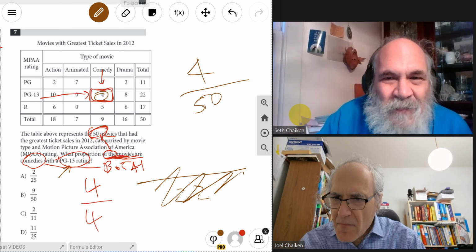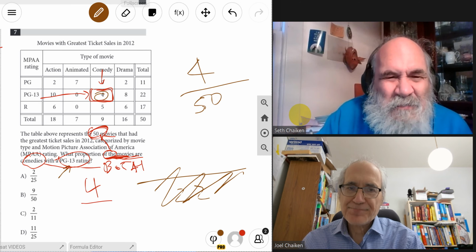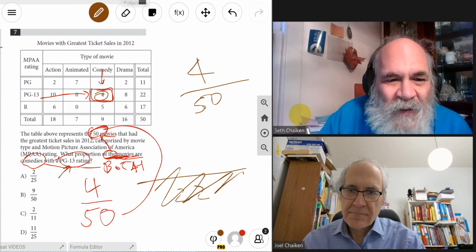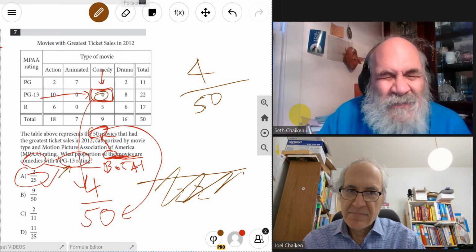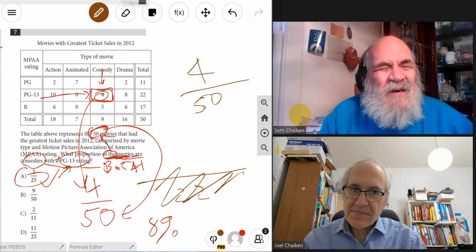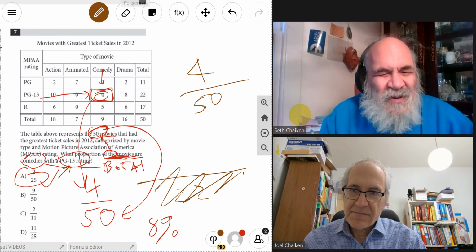So the proportion of the movies that are counted by this box with a 4 in it is a proportion where the denominator is the total number of movies, and the numerator is the number that you're looking to find the proportion of. It's 4/50ths, which is the first choice, 2/25ths, also known as 8%. But they gave the answer as a fraction in simplest form, so that's the answer.